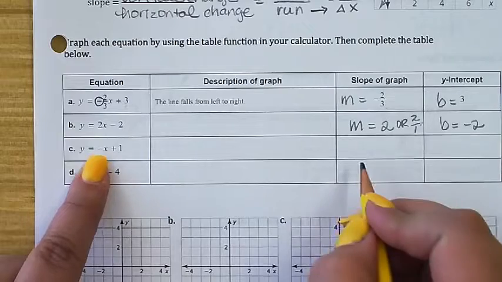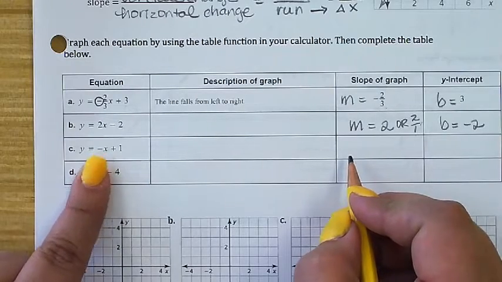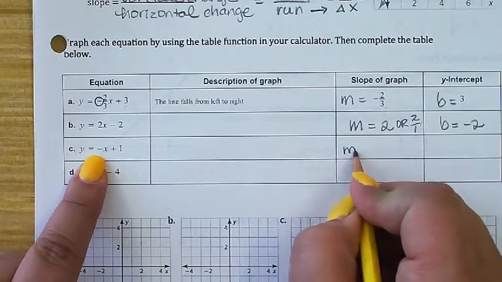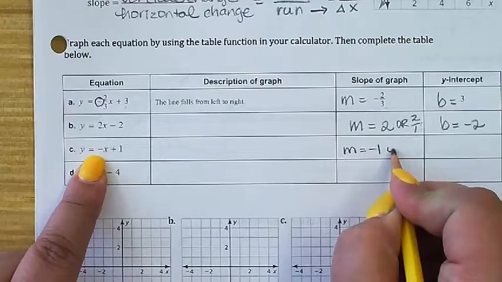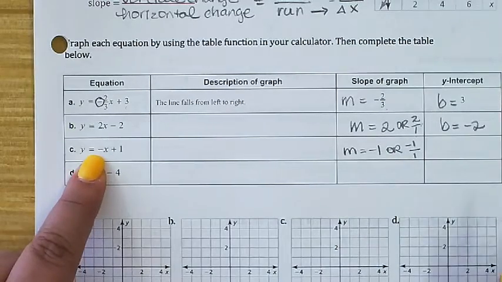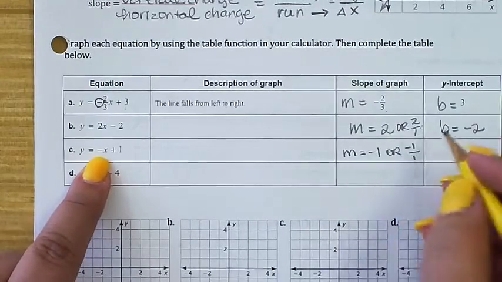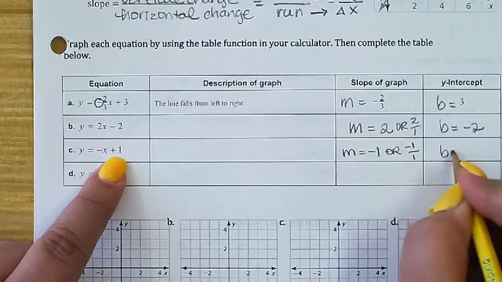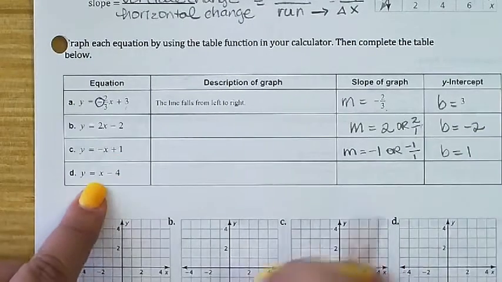Okay, this one right here, if I don't see anything in front, it's automatically a 1. And if there's a negative, that means our slope is negative 1. Or, since I'm about to graph this, negative 1 over 1. If it's a whole number, you're going to put it over 1. And then our y-intercept here was 1.